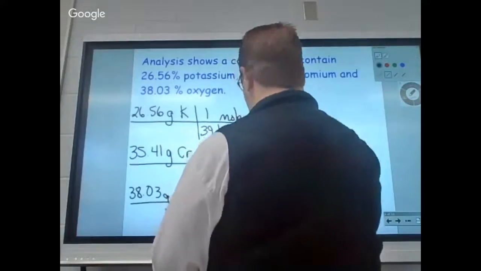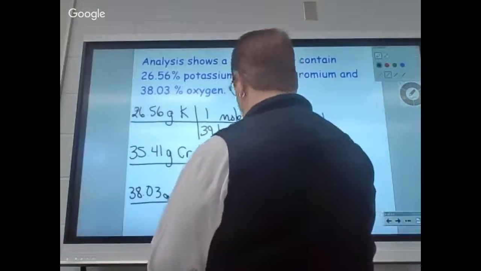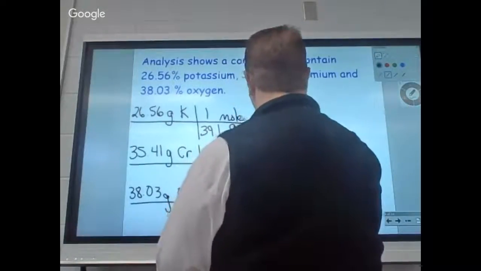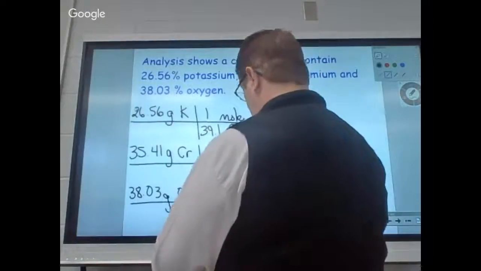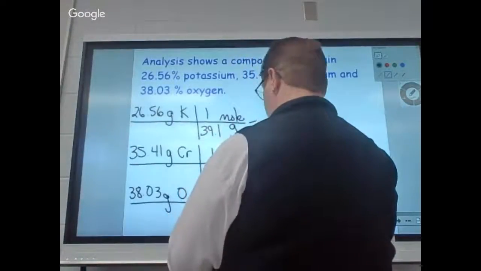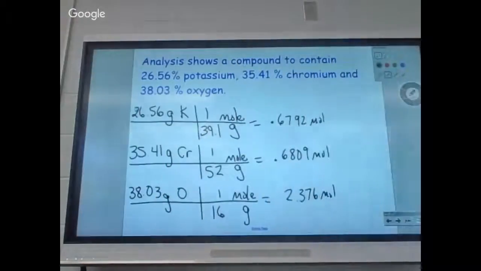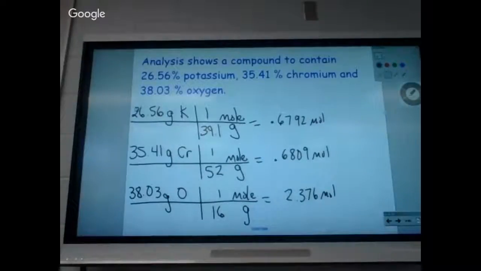And remember what I said. When you calculate your moles, you want to take it out several decimal places. Don't round off too much, or you wind up with the wrong answer. All right, so we've done step 2. We've changed our grams to moles. So step 1 was change percent to grams. Step 2 was change grams to moles.